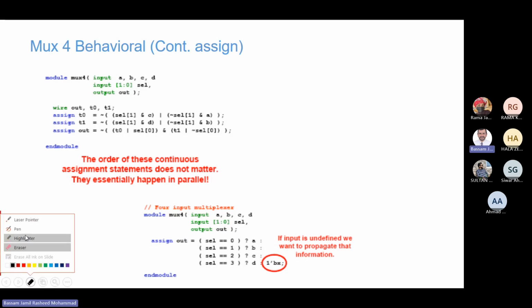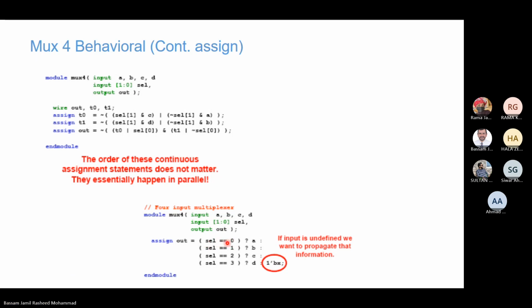So here's what we will do. We can say the following: assign equal, check the condition of the select. If it is equal to 0, if this condition is true, then the output is set to A. So out equals A. Now, colon, else, this means else, check the value of select, if it is equal to 1, if this condition is true, then out is set to B.